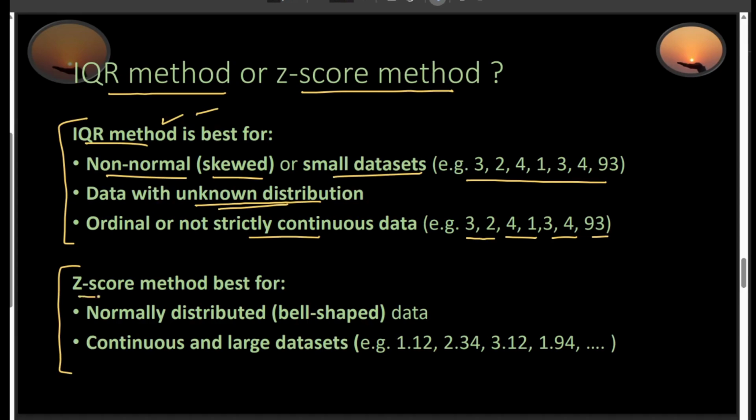On the other hand, use Z-score when you know your data is normally distributed, a bell-shaped curve, and you know it's a large data set, a big data set with continuous values. In that case, it's a good idea to use your Z-score.